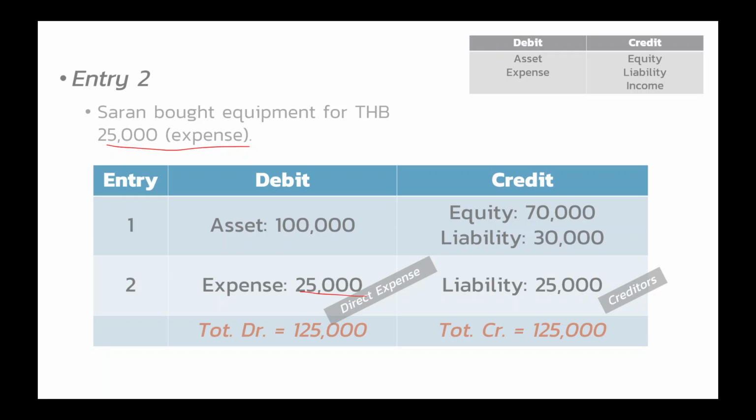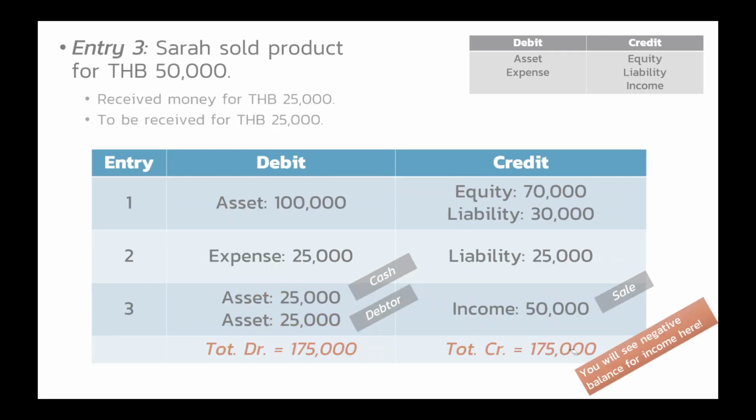Okay. So again, if you add everything up, you get 125,000, and the same thing on this side. So something like that, we're good to go. So lastly, bear with me. Sarah sold a product for 50,000 baht. She also received money from the customer for 25,000, but somebody needs to pay her later the other 25,000, right?